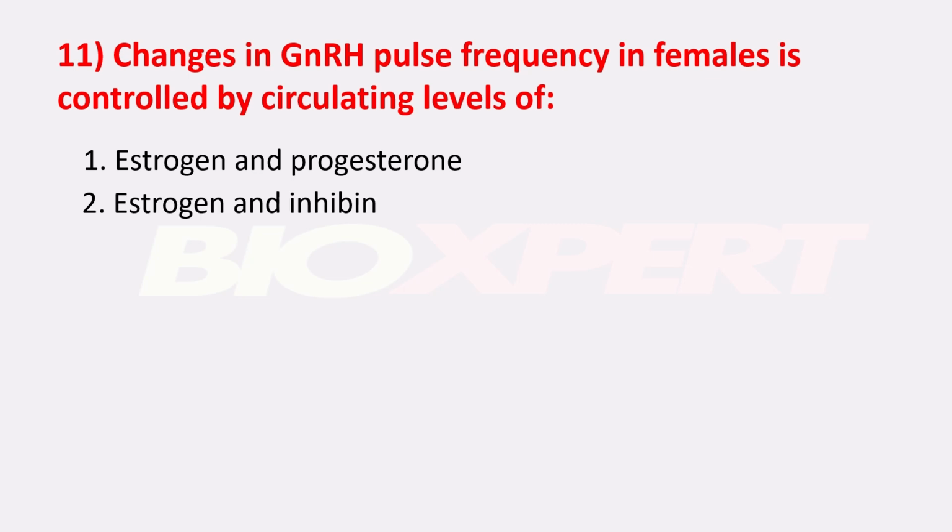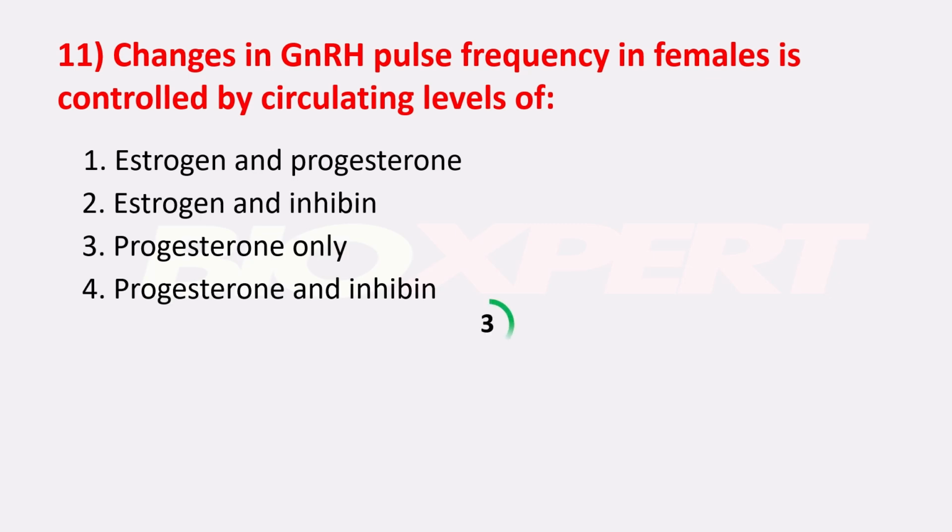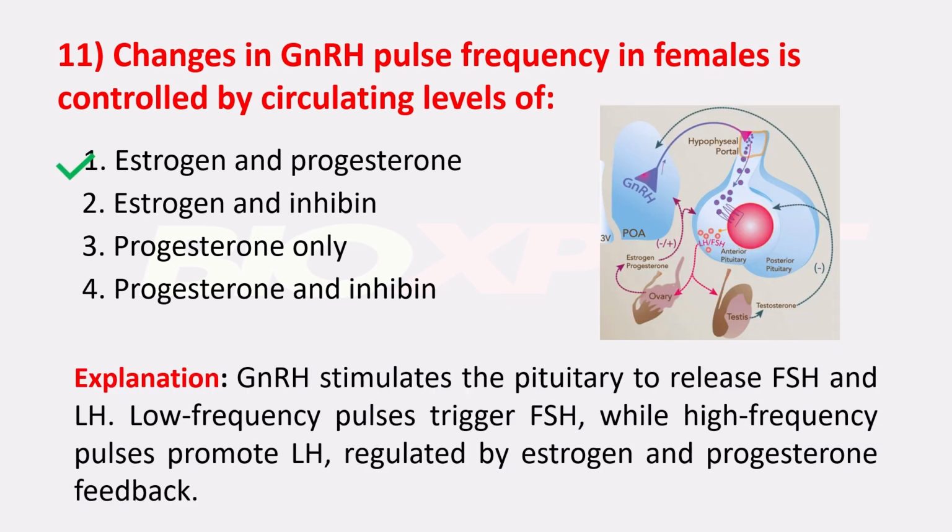Changes in GnRH pulse frequency in females is controlled by circulating levels of estrogen and progesterone. GnRH stimulates the pituitary to release FSH and LH. Low-frequency pulses trigger FSH, while high-frequency pulses promote LH, regulated by estrogen and progesterone feedback.